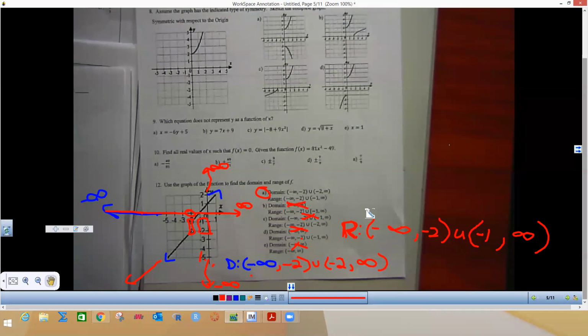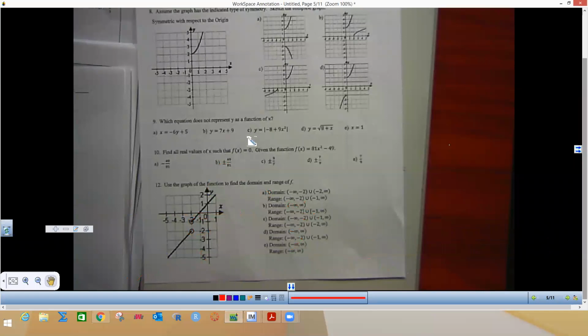Let's see, 9, 12. Number 10, we're going to do number 10 now. So number 10 on the practice tab, I'm going to erase this so I can see it better. Find all values such that f of x is 0. This is asking me to find x intercepts, because that's y equals 0. So wherever y equals 0 means I'm finding x intercepts.